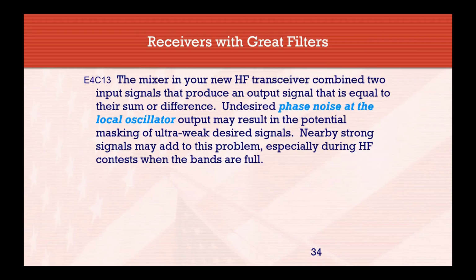The mixer in the new HF transceiver combines two input signals to produce an output signal equal to the sum or the difference. We've said that 14 different ways. Undesired phase noise at the local oscillator. So if your local oscillator is noisy, it's producing extra phase noise, which can result in a potential masking of ultra-weak desired signals, the signals you're looking for. Nearby strong signals can add to that, especially during HF contests when the bands are full and very, very busy. So we don't want any extra phase noise coming out of the local oscillator to mix with strong signals. And that's the answer to the question that's going to be asked.